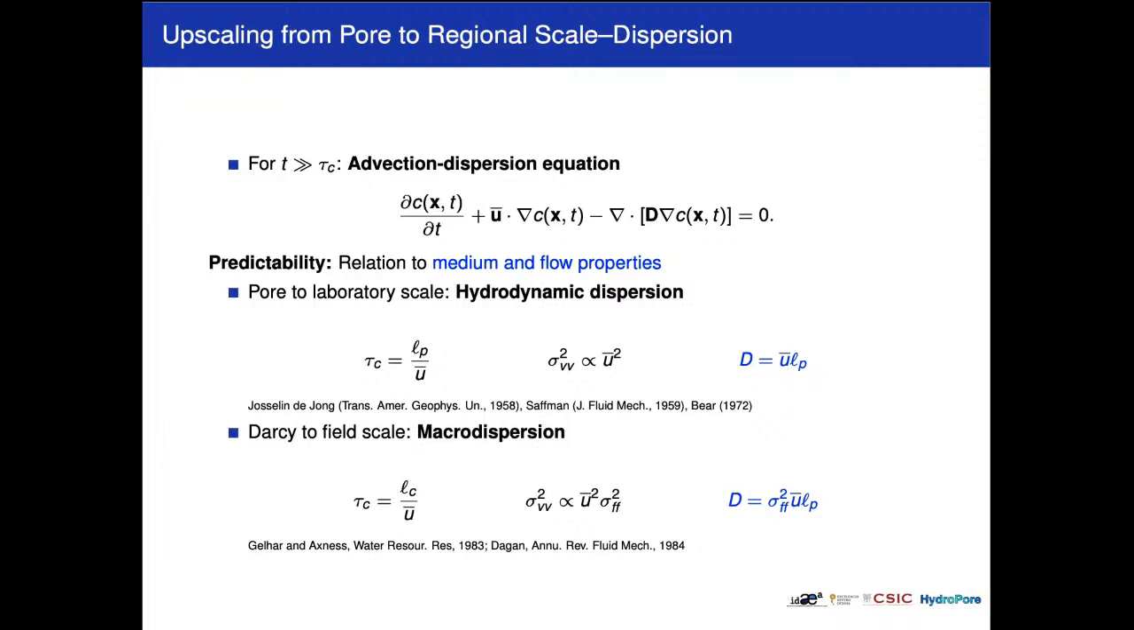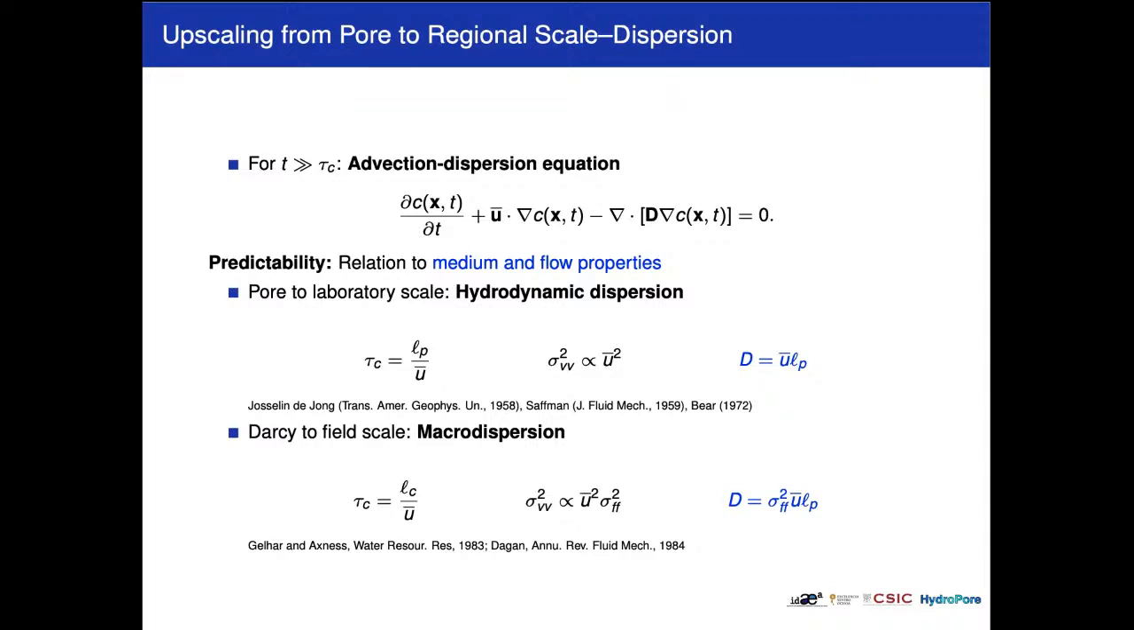Then when we go from Darcy to field scale, it's very similar. On the field scale, I have a characteristic correlation time, which is the correlation length of hydraulic conductivity or log hydraulic conductivity divided by a mean velocity. The velocity variance one obtains from perturbation theories, the mean velocity squared times the variance of the log conductivity. And again, I get an estimate for macro dispersion in this case, which is the log K variance times mean velocity times correlation length. And now this is a very nice situation, no?